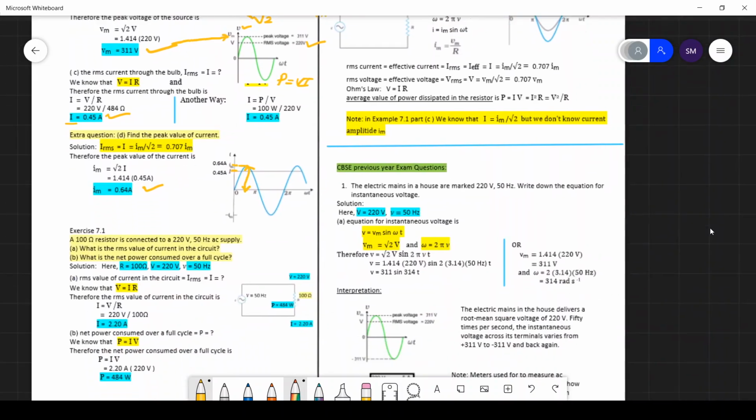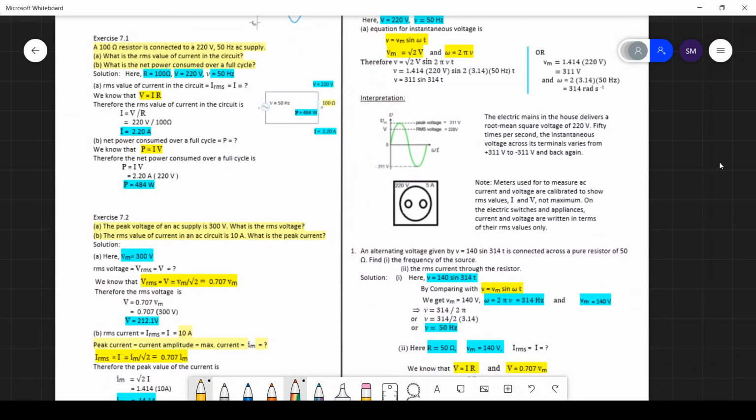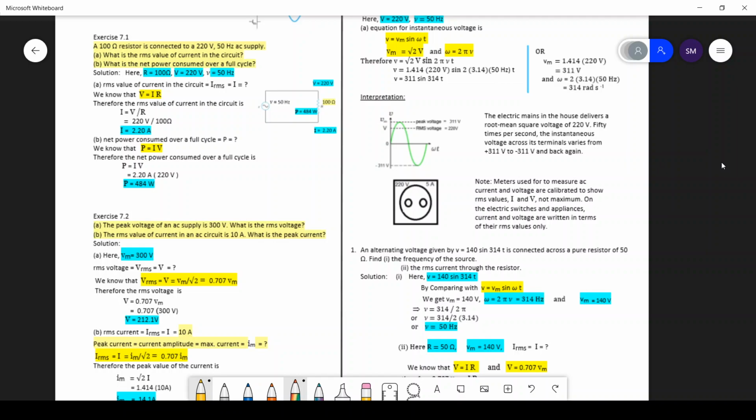Now the next question is an exercise question based on this topic, exercise 7.1. So we have a resistor, a 100 ohm resistor, and it is connected to a 220 volt AC voltage, and 50 hertz is the frequency of the AC supply. So we need to find the RMS value of current in the circuit.